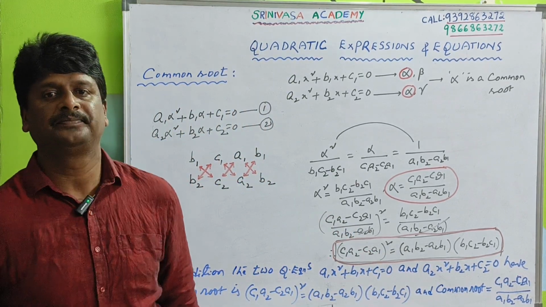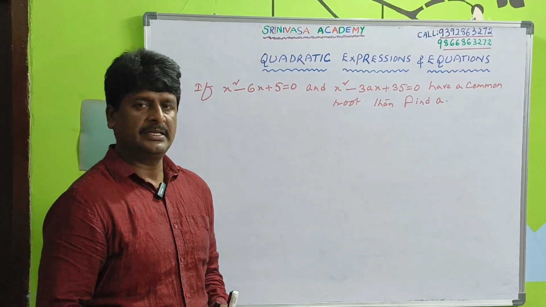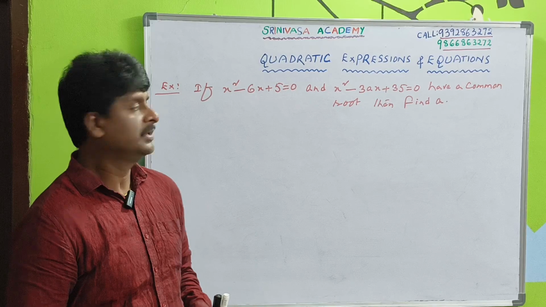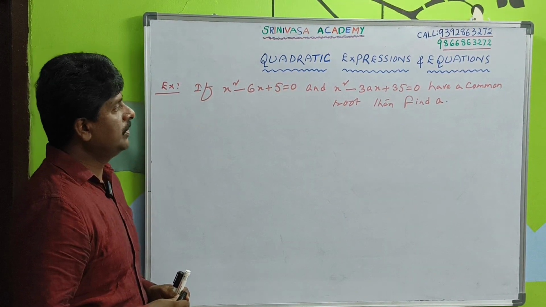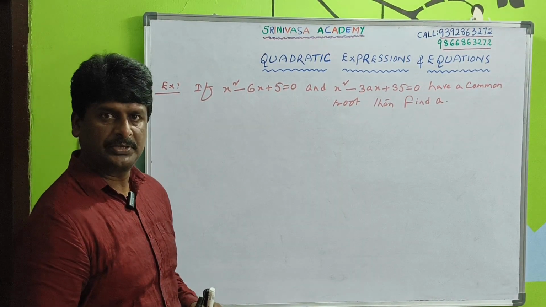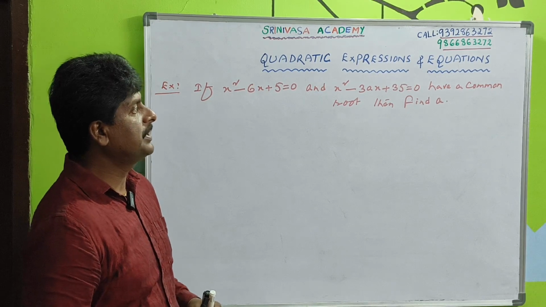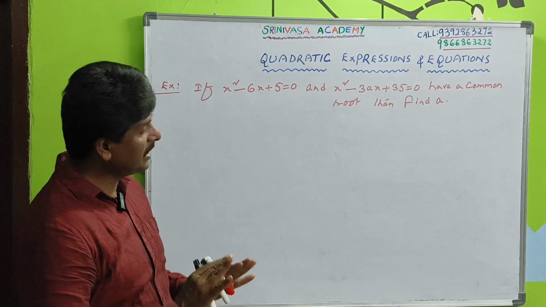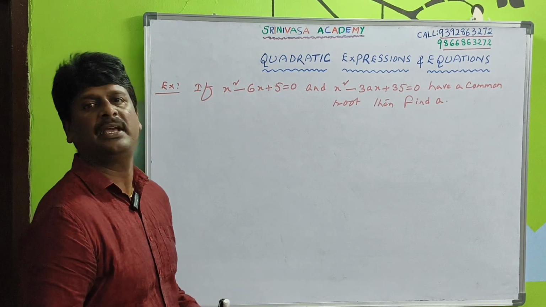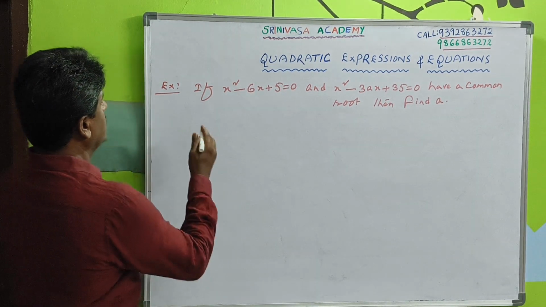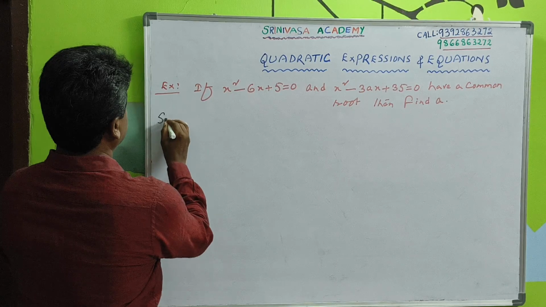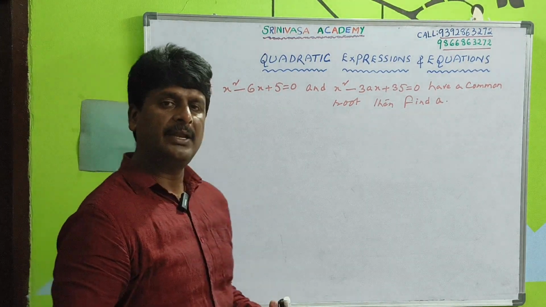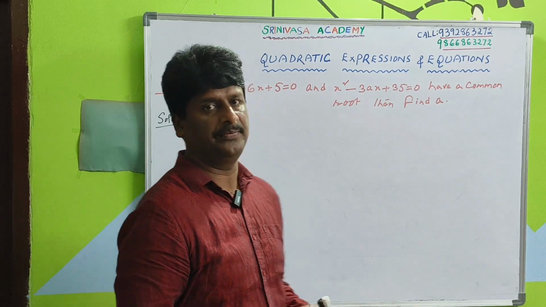Okay, let us see one example related to common root condition. If x square minus 6x plus 5 is equals to 0 and x square minus 3ax plus 35 is equals to 0 have a common root, then find the a. For given two quadratic equations there is a common root, then what is the value of a?